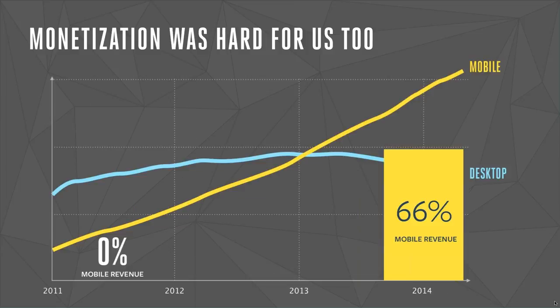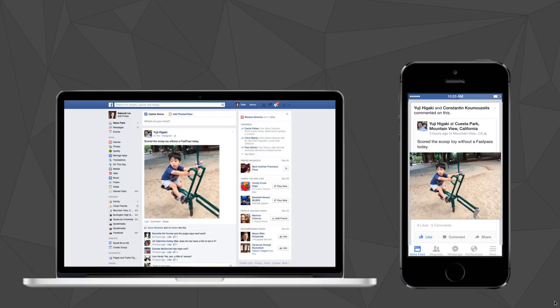So monetization wasn't easy for Facebook either. Only 3 years ago, we were completely desktop focused and had no revenue on mobile, even though our users were quickly transitioning to mobile. You guys have all seen the stories. This was a big question during our IPO, whether we could monetize these users effectively. Over the past few years, we were able to figure out how to monetize our mobile inventory, and today more than 2/3 of our revenue comes from mobile. But monetizing our mobile inventory wasn't easy.